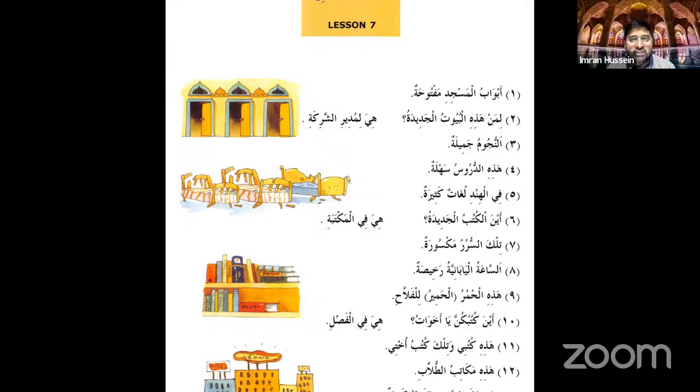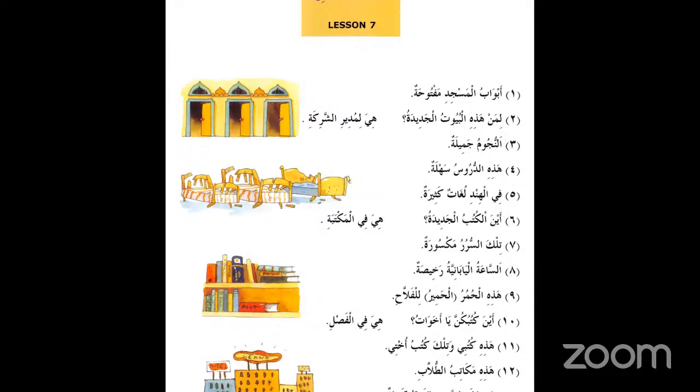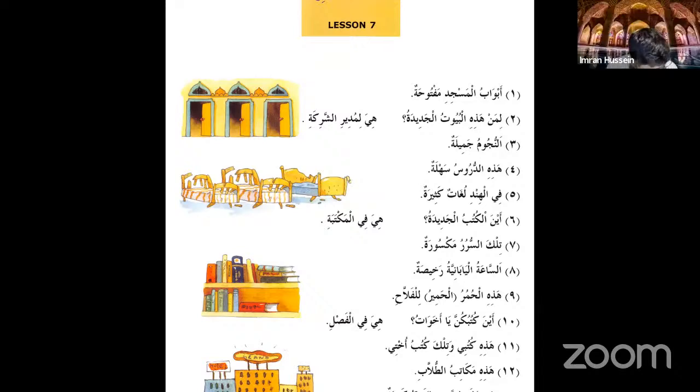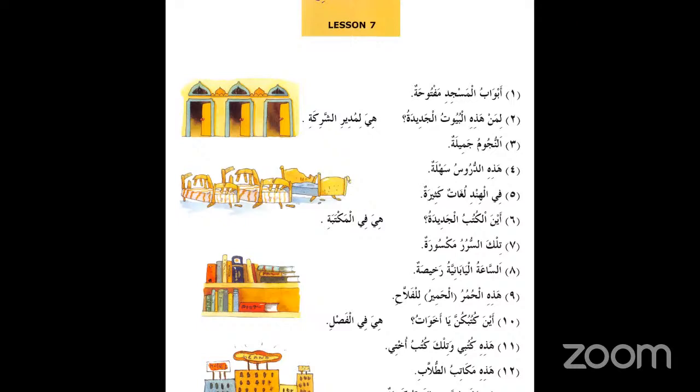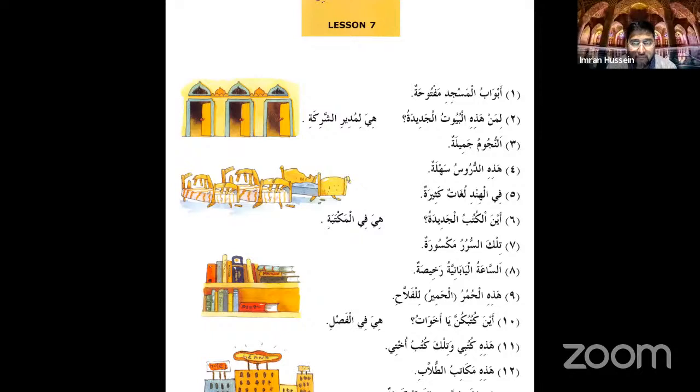Now, what position does it have in the sentence? And they are mubtada. Correct. And maftuhatun will come singular, feminine singular, because the subject is abwab. Exactly. So maftuhatun is coming singular feminine, it's khabar, and abwab al-masjid is mudaf ilay.